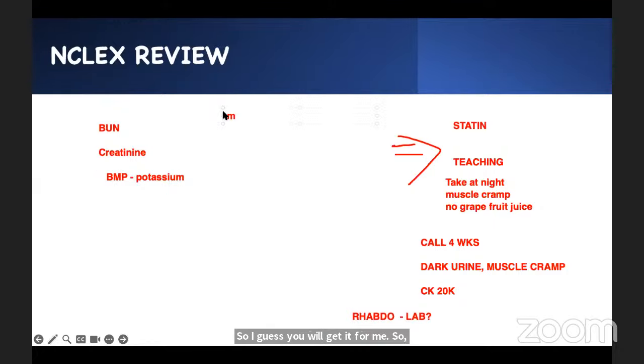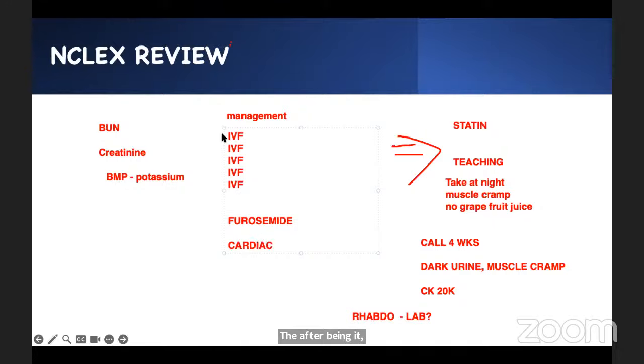What is the management of rhabdomyolysis? Flush them out. Flush the hell out of them. Okay. So IV fluid, IV fluid, IV fluid. Then you give them furosemide. They have to be on at least a cardiac monitor because of the hemodynamic changes that can happen, until you correct this problem.